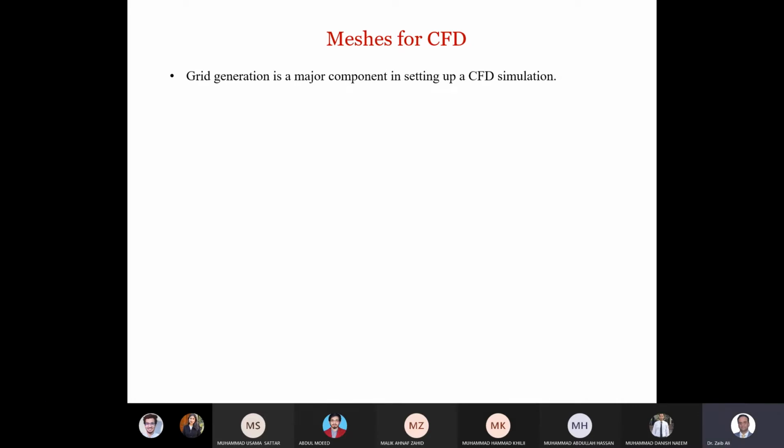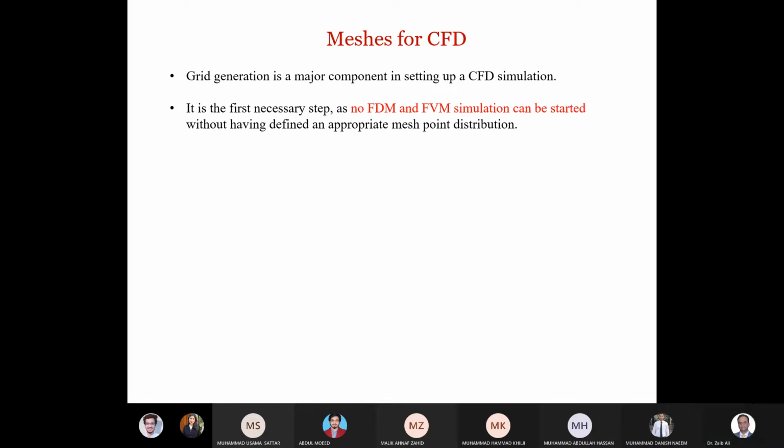So you have already gone through some tutorials as well, and you have experienced that mesh is a prerequisite for any simulation, whether it's finite difference method or finite volume method. You have to first create the mesh or discretization of the domain. A good quality mesh has a direct impact. A good quality mesh can enhance the accuracy of the solution and also the convergence rate of your flow simulation.